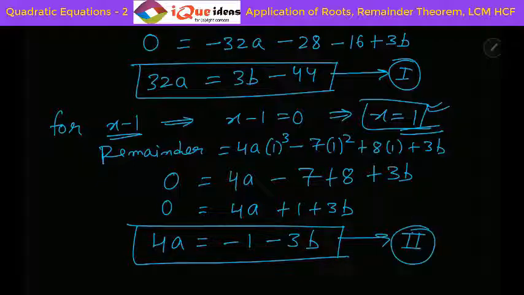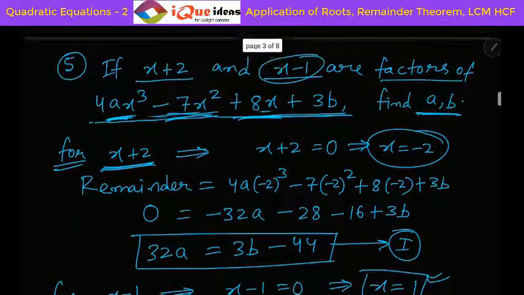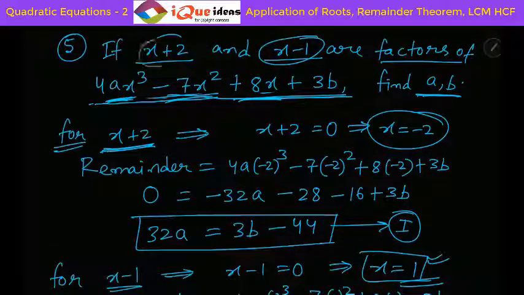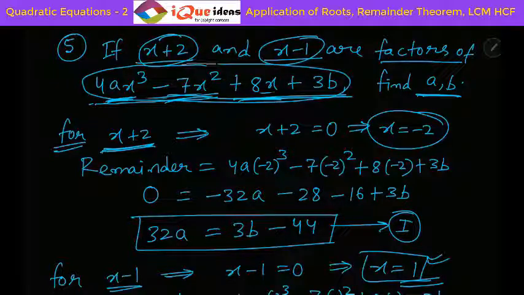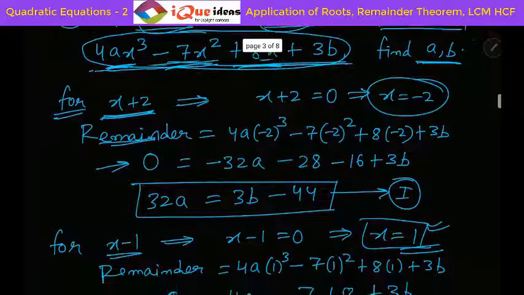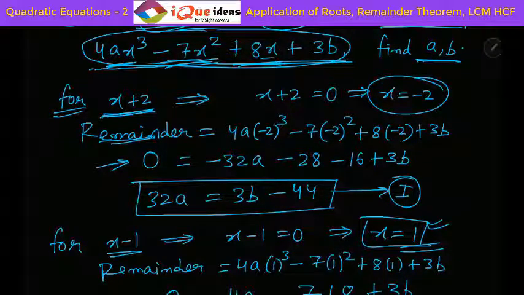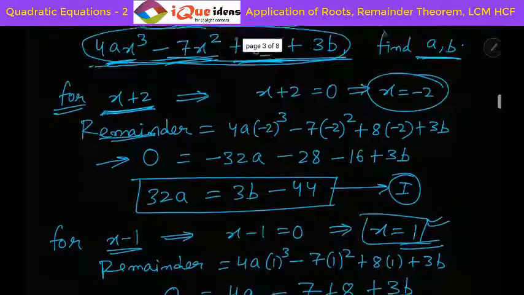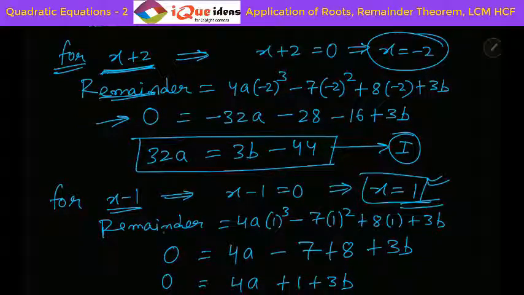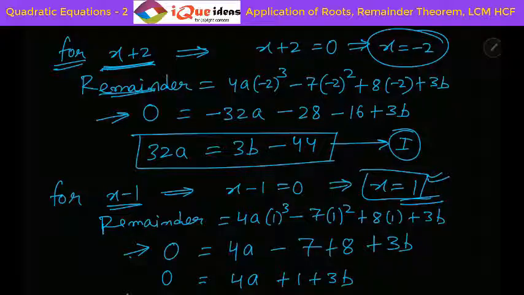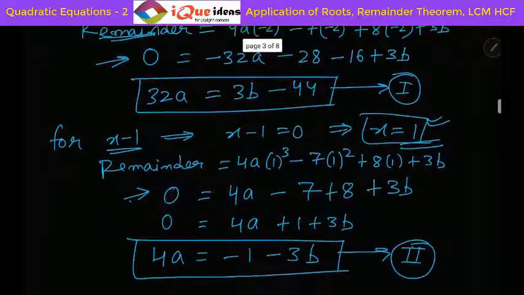Right. So I just repeat the concept here. What we did was we said that if x plus 2 is a factor, that means when this expression is divided by x plus 2, the remainder should be equal to 0. Similarly, if x minus 1 is a factor, then again, when this expression is divided by x minus 1, again the remainder should be equal to 0. Right? Okay, so using these two things, we have two equations now.